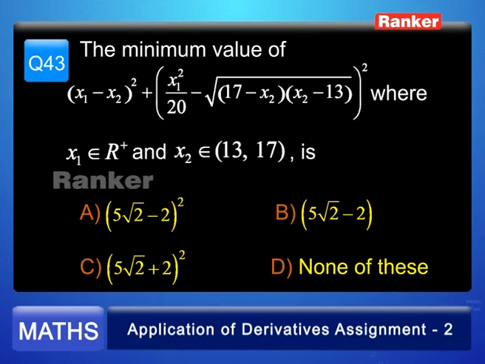find the minimum value of x1 minus x2 whole square plus x1 square by 20 minus root over 17 minus x2 into x2 minus 13 whole square, where x1 is any positive real number and x2 belongs to 13 to 17.